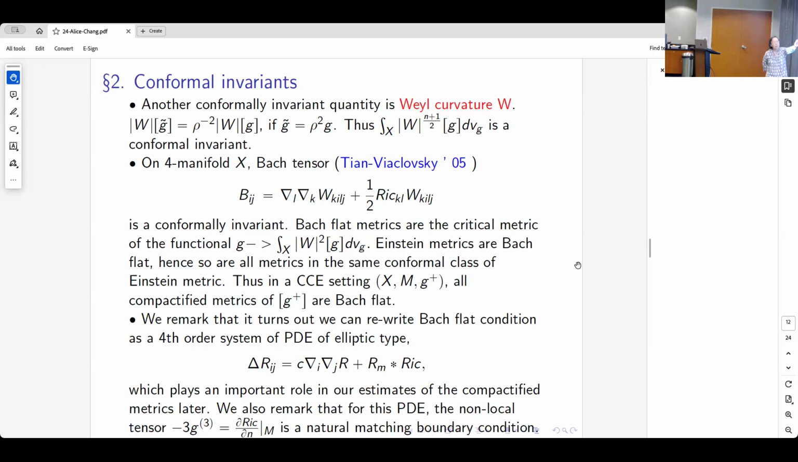And one observation is that one can rewrite this Bach flat condition into an elliptic system. That elliptic system is the Laplacian of Ricci plus the curvature convolved with Ricci, except there is this Hessian of scalar curvature term. If one looks at this fourth order elliptic PDE, it matches very well with the local term G3 we try to capture. It's a natural system. So we have this interior and this boundary.